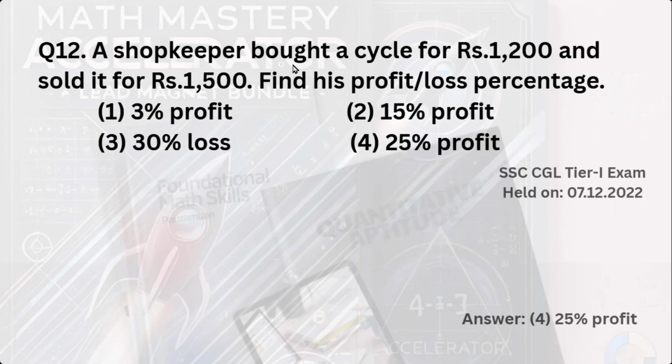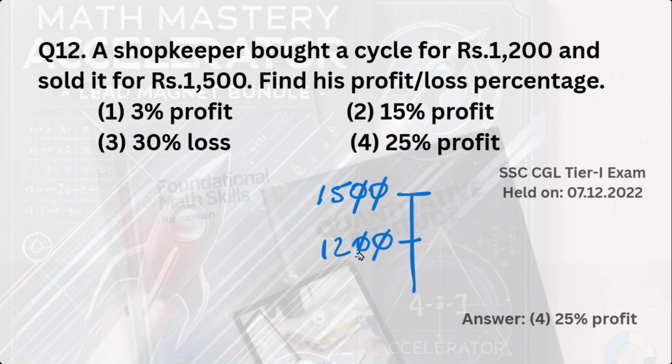Question 12. A shopkeeper bought a cycle for 1,200 and sold it for 1,500. Cost price is less than selling price. Selling price is 1,500. Cost price is 1,200. That means profit. More percent.